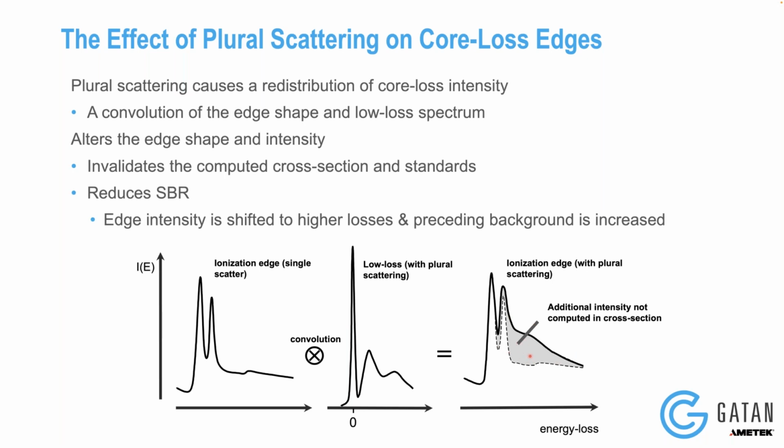So we have this erroneous intensity that doesn't really relate to how much of the element that we have, and it will also affect the relative peak intensities in the LNES region of that spectrum. So it invalidates the computed cross-section and standards that we're going to use for quantification. That's quite key. It'll also reduce the signal to background ratio, so our detection limits are going to be off.